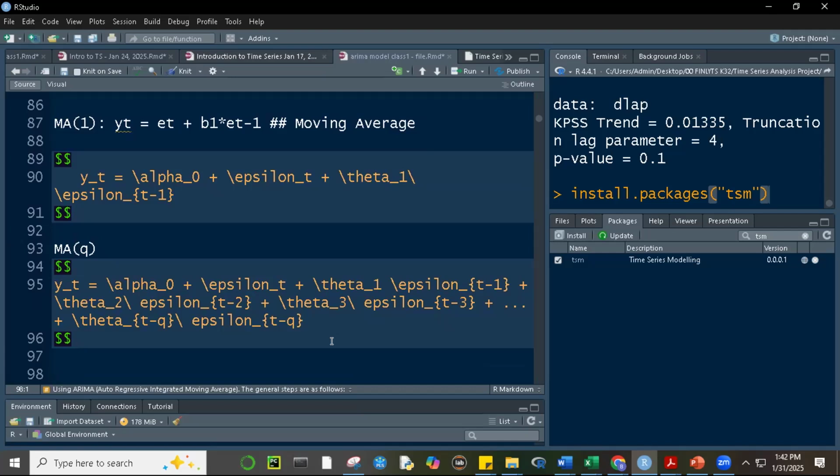So you know how to write this, class. Your time series y sub t is equal to a certain constant plus your residual plus theta 1, theta 2, theta 3, up to theta q, times the residuals at lag t minus q. This is your qth order moving average. This is your first order moving average, second order moving average, etc.